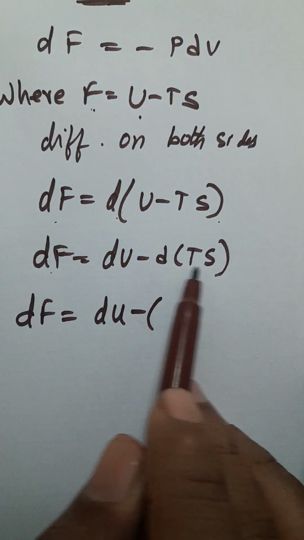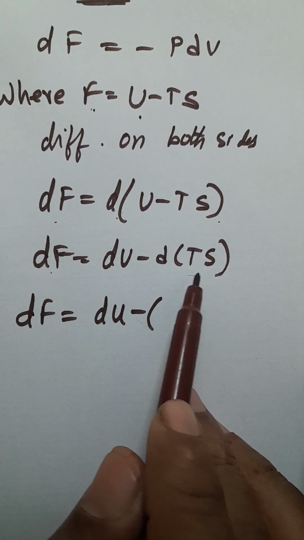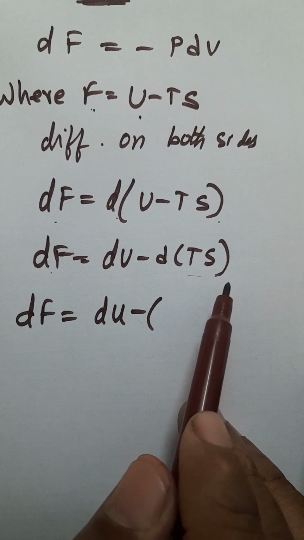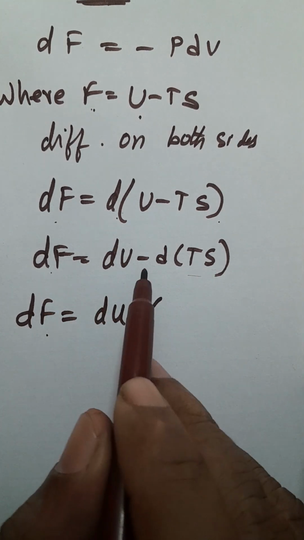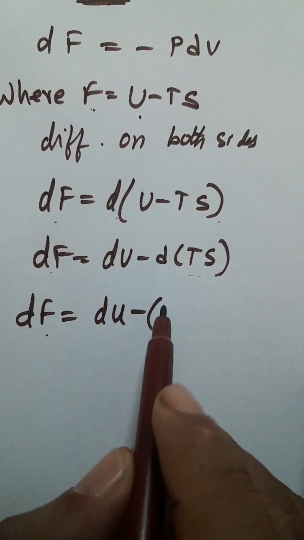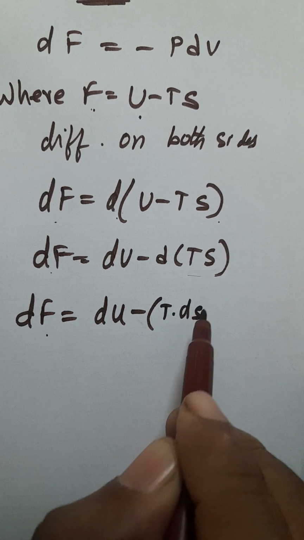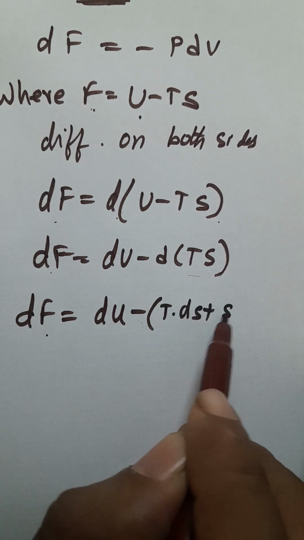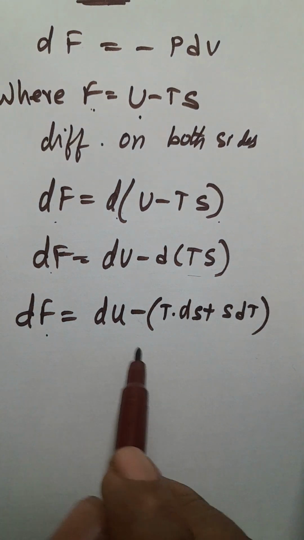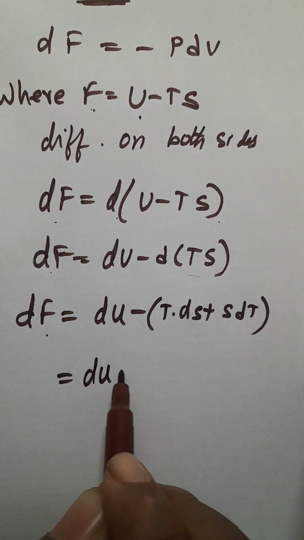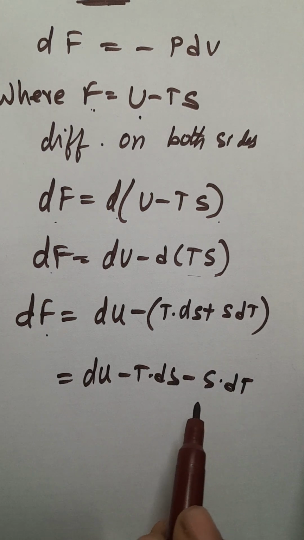Now this is in the form of UV. The derivative of UV is U derivative of V plus V derivative of U. So dF as is, dU as is, minus symbol, and this is in the form of UV, so U derivative of V plus V derivative of U. Now we remove the bracket, therefore dU minus T into dS minus S into dT.